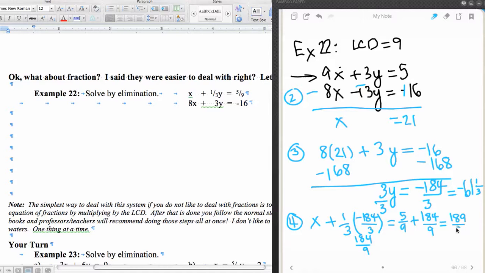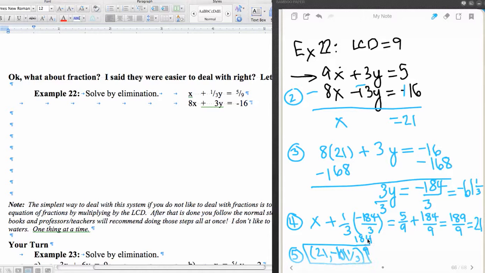Now 189 ninths goes in evenly, and 9 goes into 18 two times, and 9 goes into 9 one time. So now I have my x and my y values, and so the last thing I can do is write my ordered pair. X is equal to 21, comma, my y is equal to, and I can either write it as negative 184 thirds, or I can write it as negative 61 and 1/3. Totally up to you.